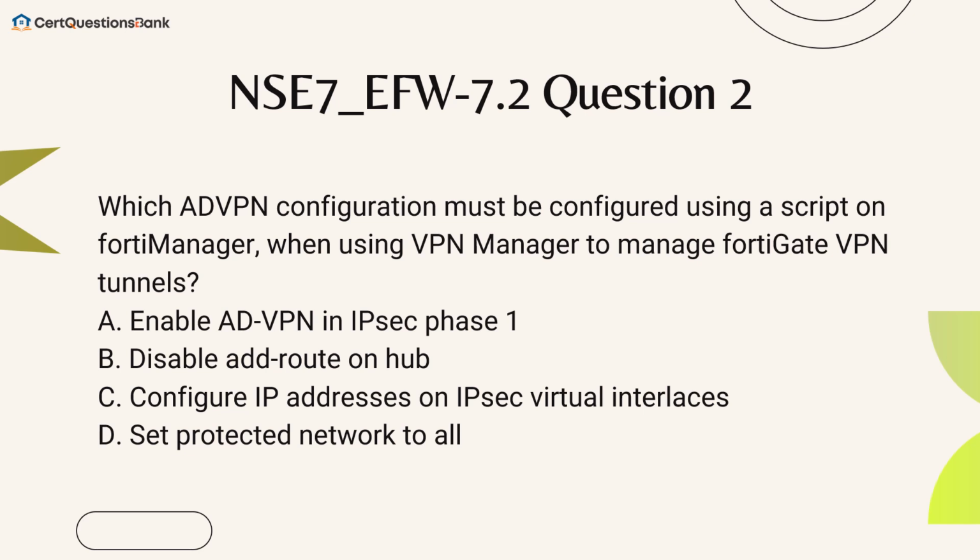Which ADVPN configuration must be configured using a script on FortiManager when using VPN Manager to manage FortiGate VPN tunnels? A. Enable Add VPN in IPsec Phase 1. B. Disable Add Route on Hub. C. Configure IP addresses on IPsec virtual interfaces. D. Set protected network to all.